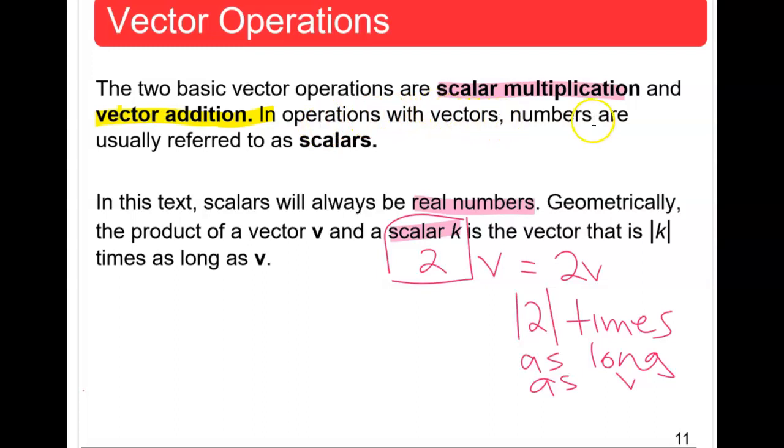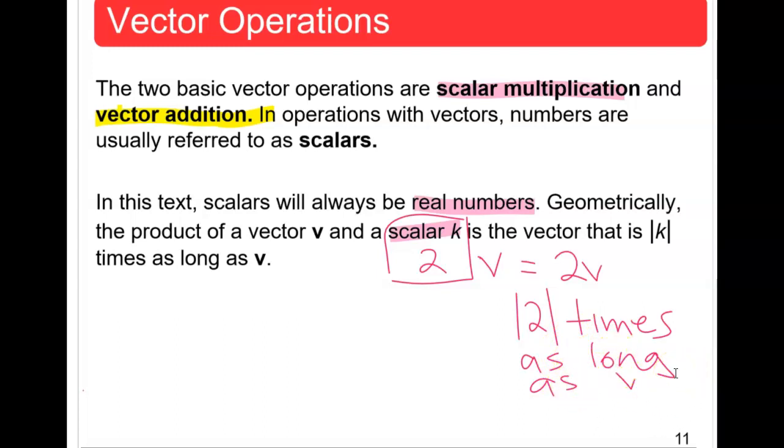In operations with vectors, numbers are usually referred to as scalars. So for example, here the number 2, we're going to consider that a scalar. When we do a scalar multiplication with vectors, we just distribute that scalar times the vector. For example, if we have 2 times vector v, this vector 2v is going to be the absolute value of 2, which is 2, times as long as vector v.